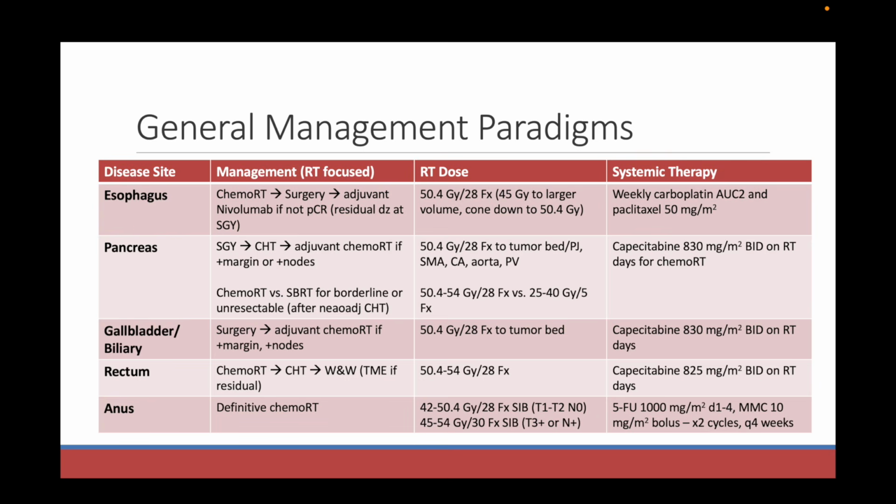And then for anal cancer, the regimen is unique. It's 5-FU and mitomycin C. So we give 5-FU 1,000 milligram per meter squared days 1 through 4. And then we give mitomycin C 10 milligram per meter squared as a bolus. And this is done for 2 cycles given every 4 weeks. And keep in mind with that second cycle of mitomycin C, blood counts can really tank, and this is where patients can get sick and end up in the hospital.